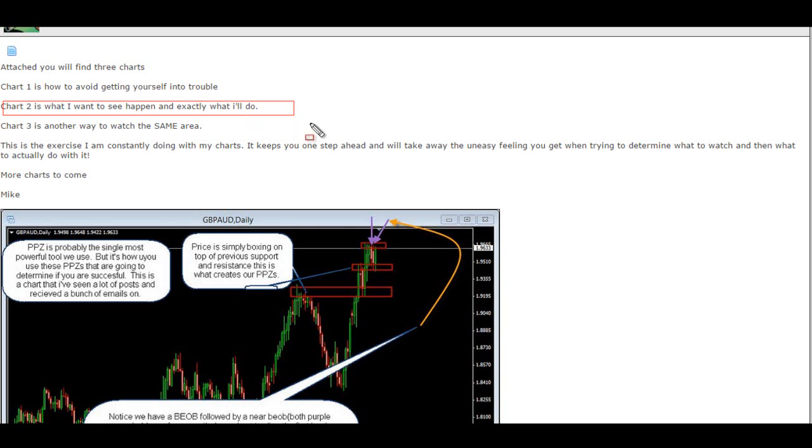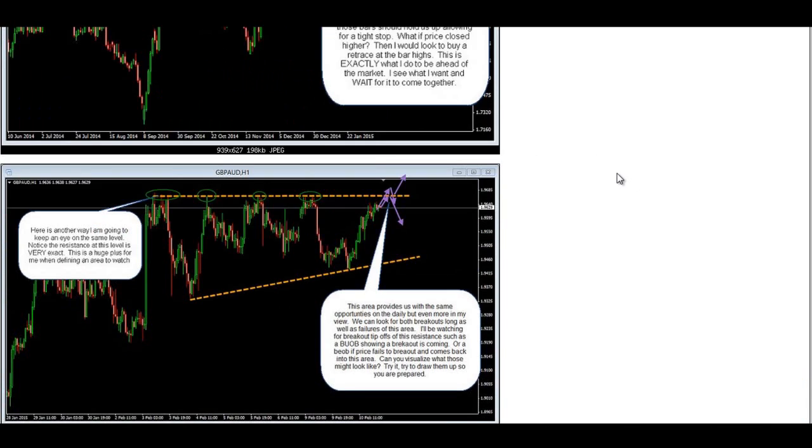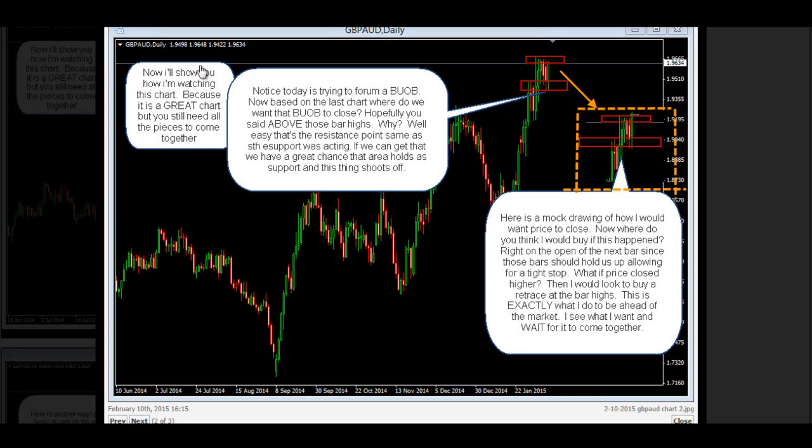So then I went on to send out another chart, chart 2, which I said is what I want to see happen and exactly what I would do. So let's go pull up chart 2 here. So here's chart 2, right? I said now I'll show you how I'm watching this chart because it's a great chart.